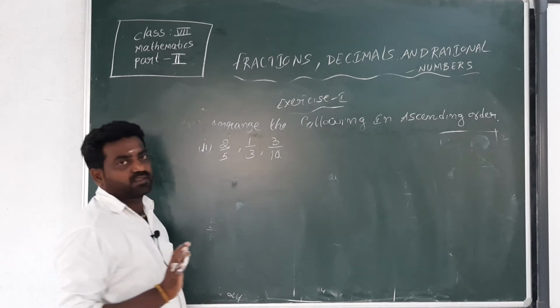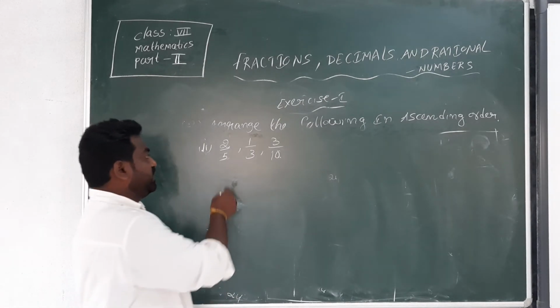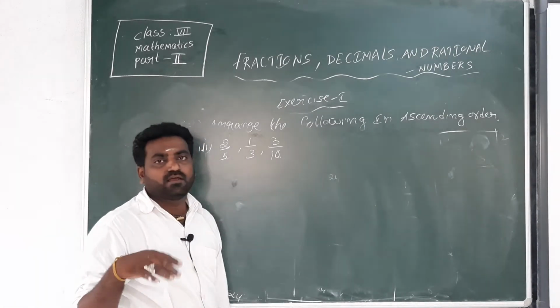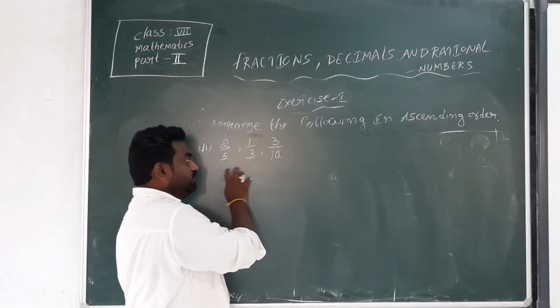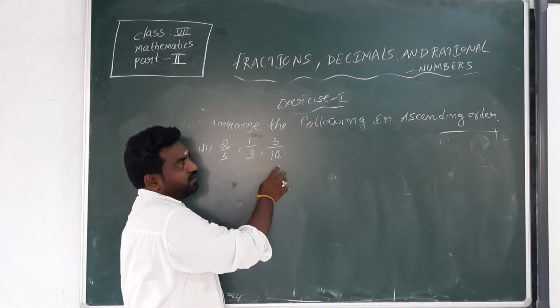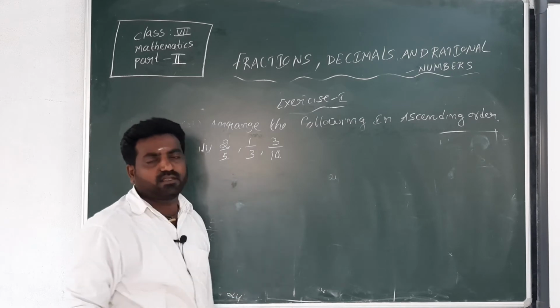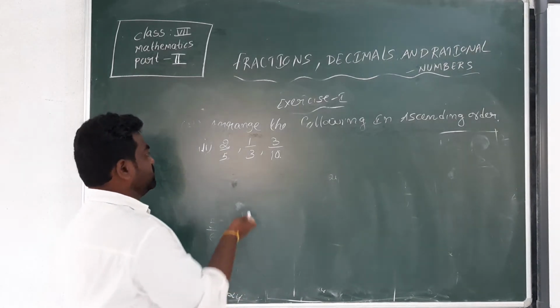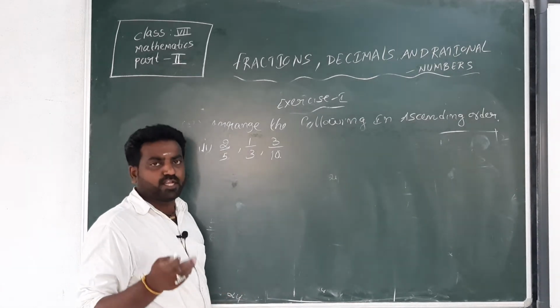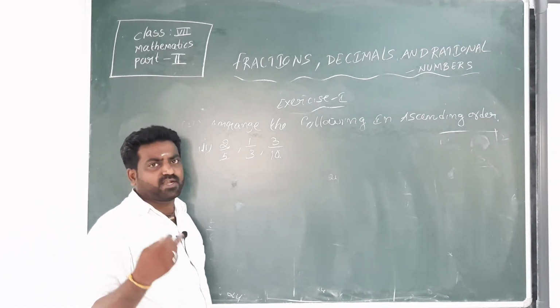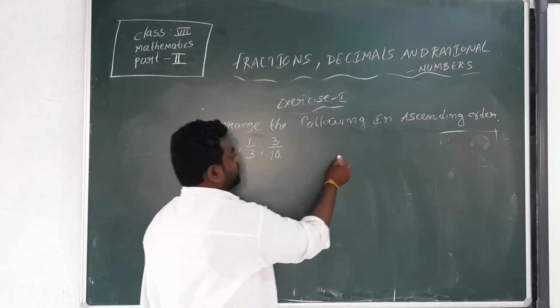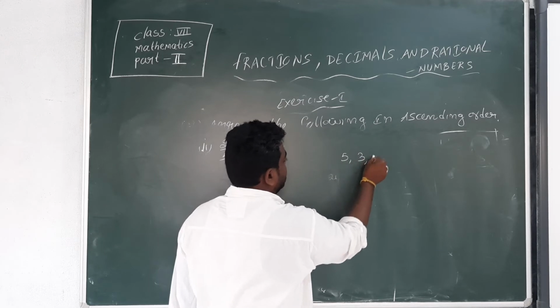Write them in ascending order. Here 5, 3, 10 are the denominators, and they are different. First we write them as equal denominators.